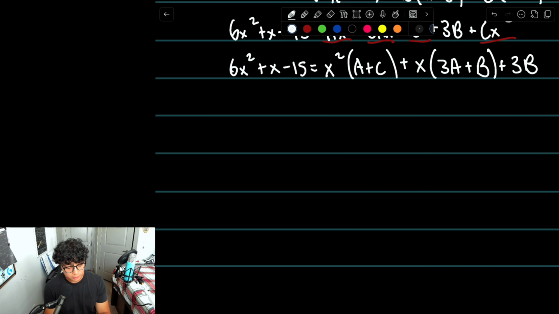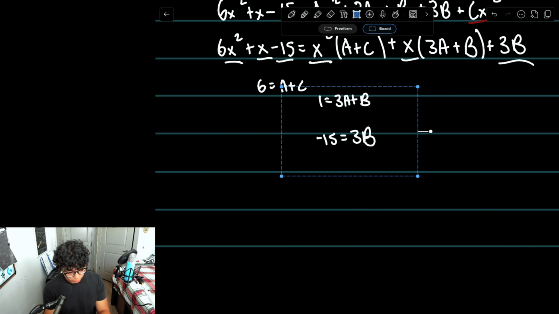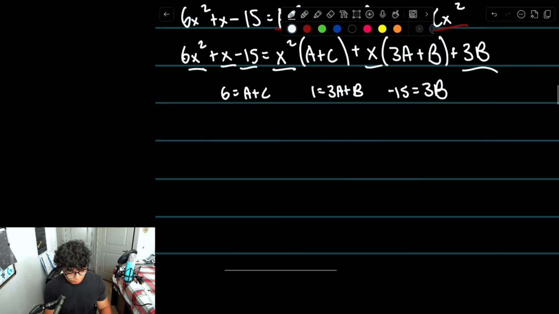Now back to why this is important. This x² is just going to cancel out this x². So we can get this 6 and this A + C and set them equal to each other. So 6 equals A + C. Based on this logic, this x cancels out and this x cancels out. So now we're left with 1 equals 3A + B. And with our constant, nothing really cancels out because it's a constant, so we just set −15 equal to 3B. I'll move these into a horizontal position, and now we just solve.